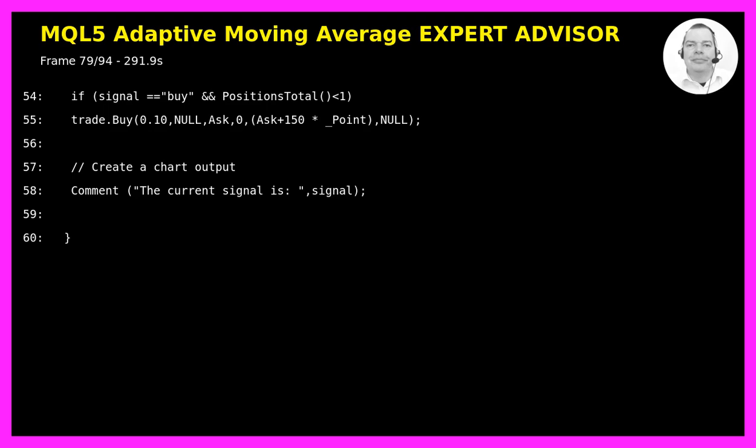In this video, we have learned how to create an expert advisor that uses the adaptive moving average indicator to generate trading signals. You have coded yourself an expert advisor with a few lines of MQL code that can automatically trade based on the adaptive moving average indicator.